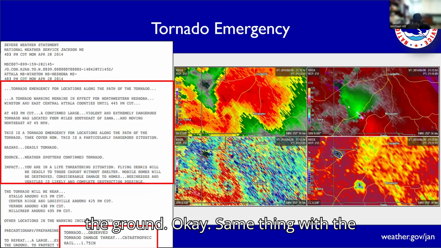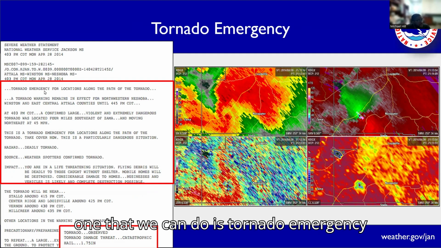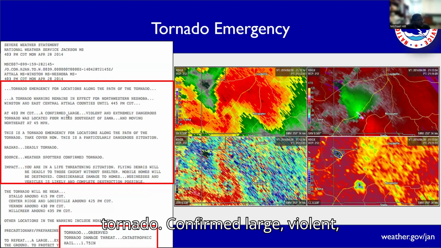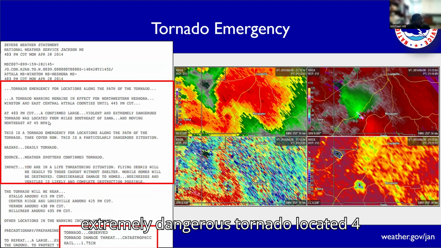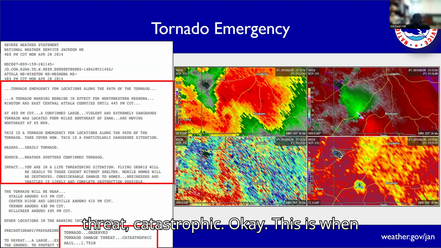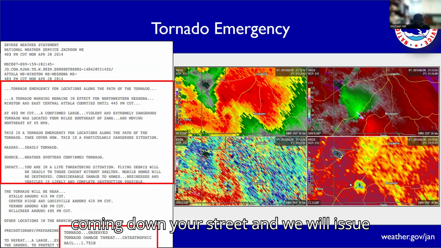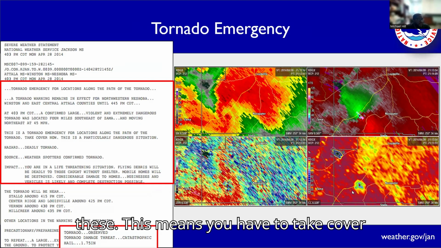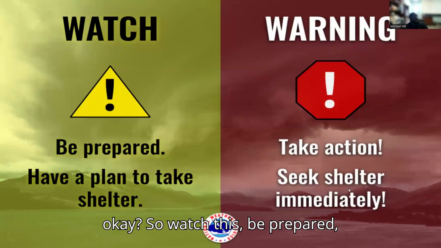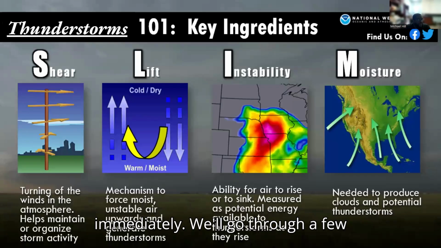Okay. Same thing with the tornado emergency. This is the highest one that we can do, a tornado emergency for locations along the path of a tornado. Confirmed large, violent, extremely dangerous tornado located 4 miles southeast. Damage threat catastrophic. Okay. This is when we know that there's a large tornado coming down your street, and we will issue these. This means you have to take cover or your life is very much in danger. Okay. So watch is be prepared, have a plan to take shelter. Warning is to take action and seek shelter immediately.